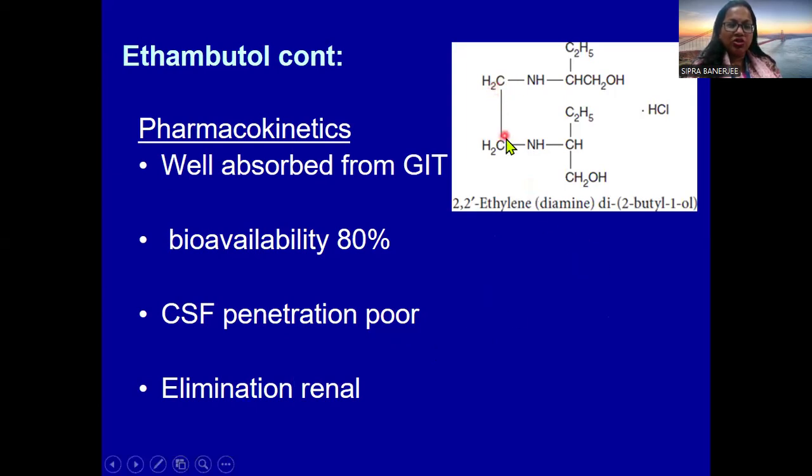Butanol, we can say CH2CH3N, and along with ammonia is there. And an ethanol group is there, C2H5, CH2OH, CH2OH, and C2H5. They are commonly known as 2,2-ethylene diimino di-1-butanol. They are well absorbed from the GIT. Bioavailability is 80%. Their CSF penetration is very poor, and elimination is through the renal route.